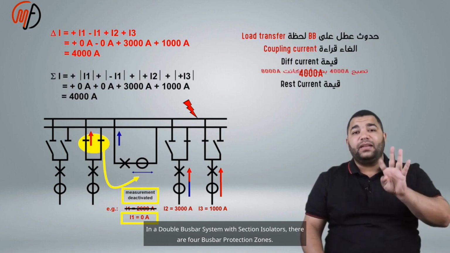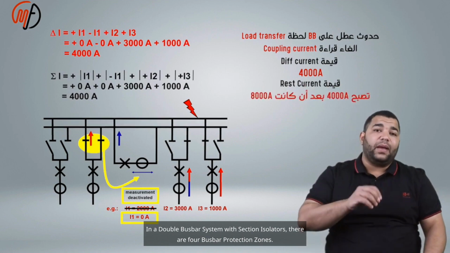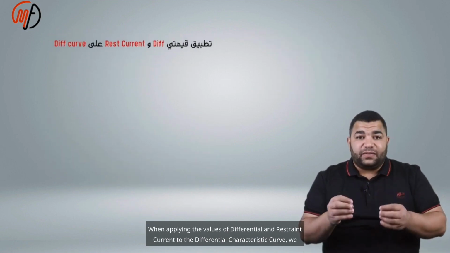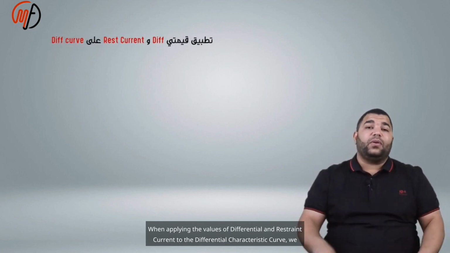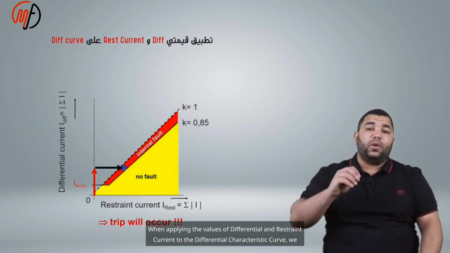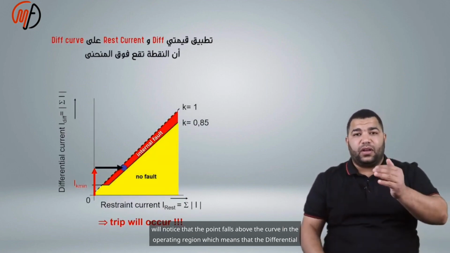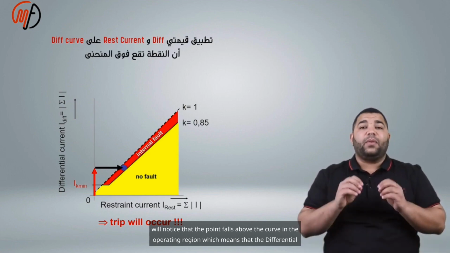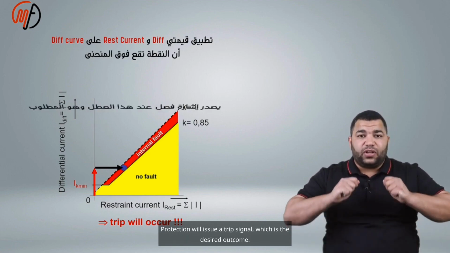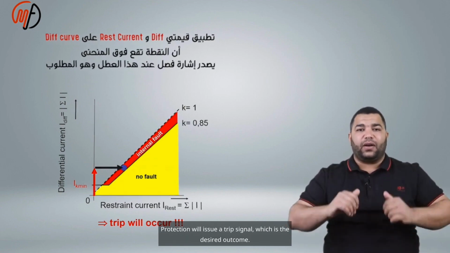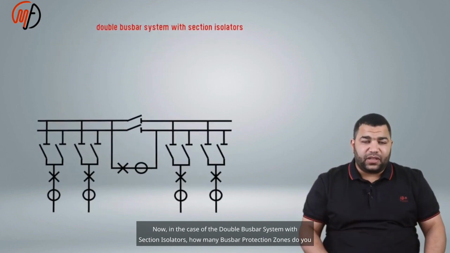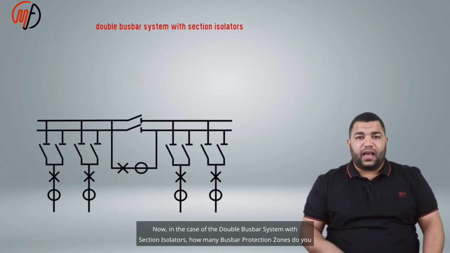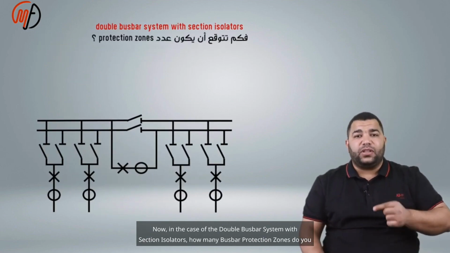In a double busbar system with section isolators, there are 4 busbar protection zones. When applying the values of differential and restraint current to the differential characteristic curve, we will notice that the point falls above the curve in the operating region, which means that the differential protection will issue a trip signal, which is the desired outcome. Now, in the case of the double busbar system with section isolators, how many busbar protection zones do you expect in this case?